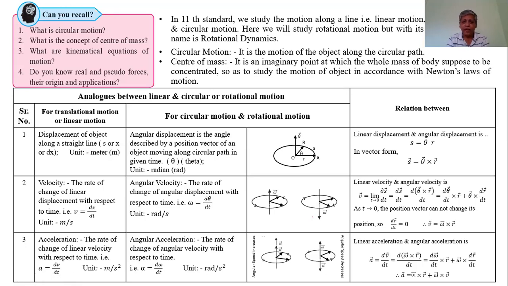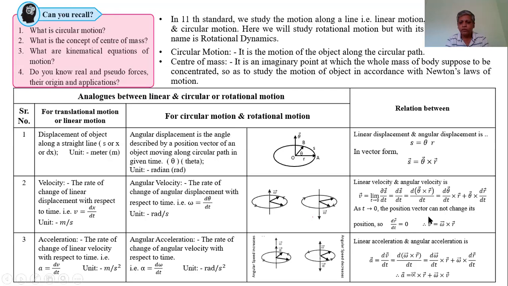As the time tends to zero, the motion of the particle is not possible. That is, it tends to the same point. Therefore, the position vector cannot change its position when the time tends to zero. Hence, the derivative of the position vector is considered as zero.